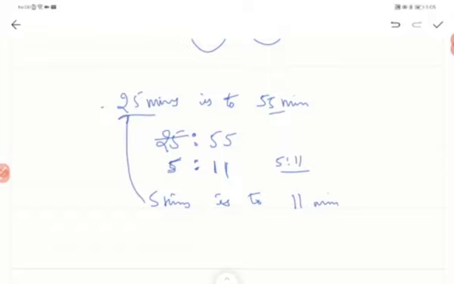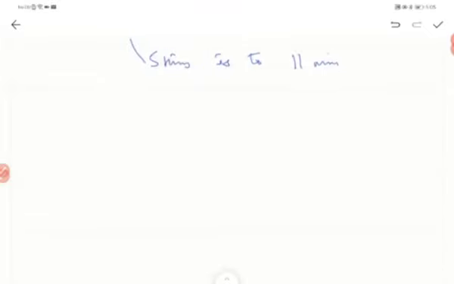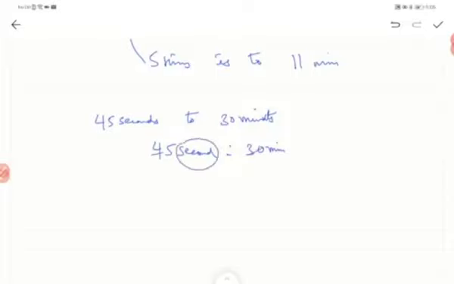Okay, now observe this. If I have 45 seconds is to 30 minutes, you can just write 45 seconds is to 30 minutes. You cannot cancel out here because these two are in different units. This is in seconds and this is in minutes, so either convert this seconds into minutes or this minutes into seconds and then go for cancellation.